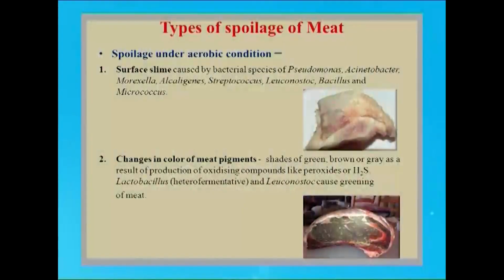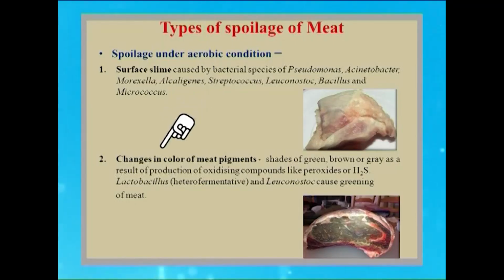Let us study the spoilage which is taking place in aerobic condition, that is in the presence of oxygen. The most important change that we encounter in aerobic condition is the surface slime. This refers to meat where we find a slimy appearance on the surface, which is caused by the bacterial species of Pseudomonas, Acinetobacter, Moraxella, Alcaligenes, Streptococcus, Leuconostoc, Bacillus and Micrococcus. So many bacterial species can cause a surface slime.